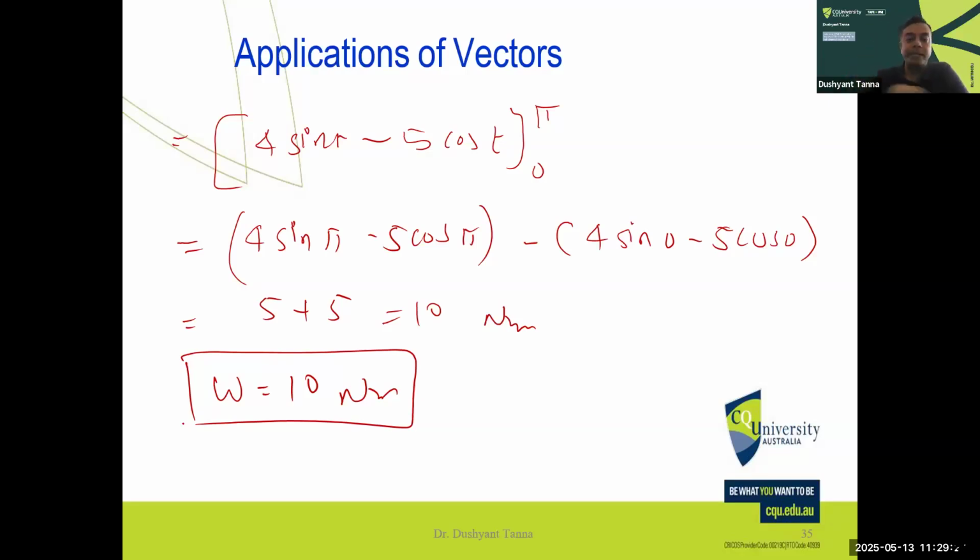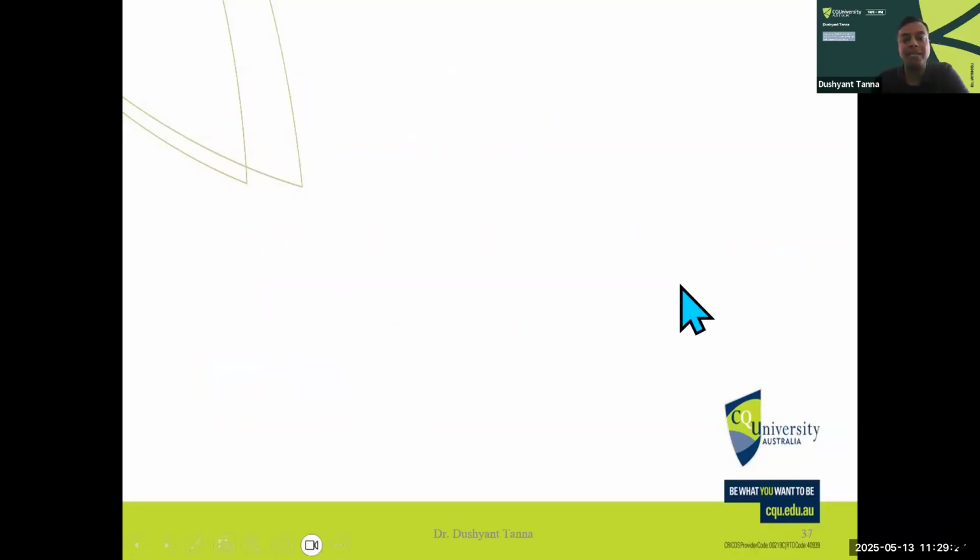Cool. That's it then. We are done here with the vector. And next week, we will be going through complex numbers. There we'll be talking about i, the square root of a negative number.